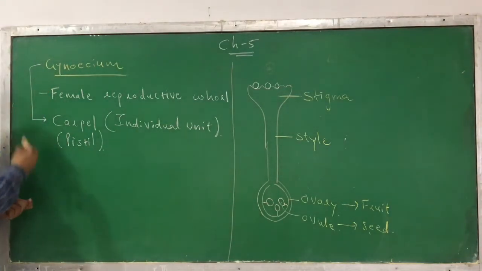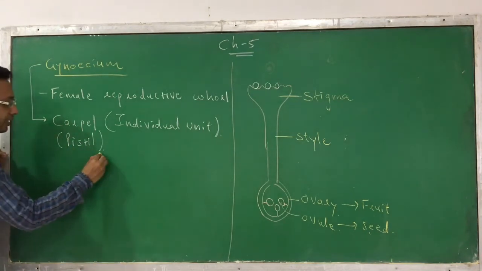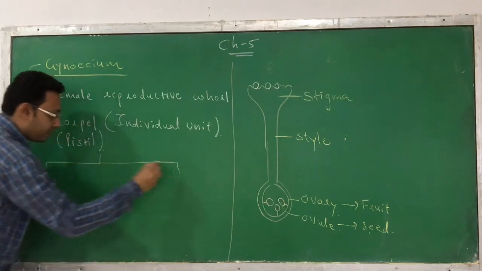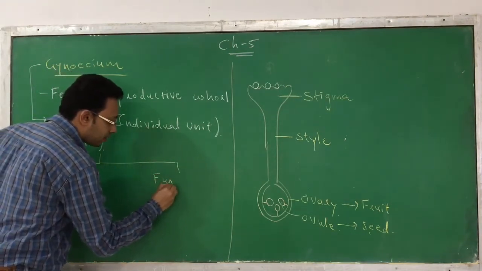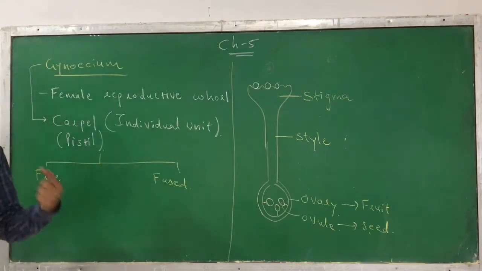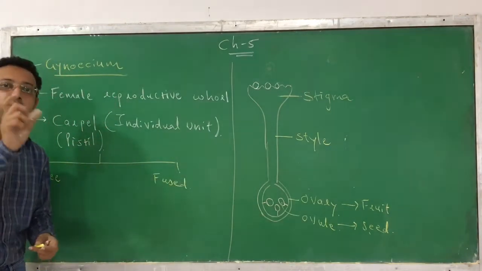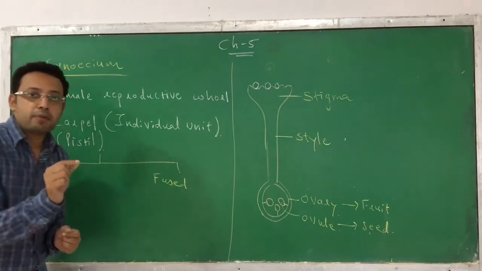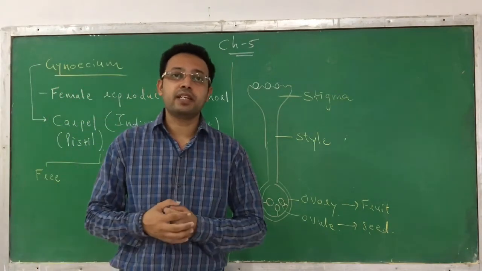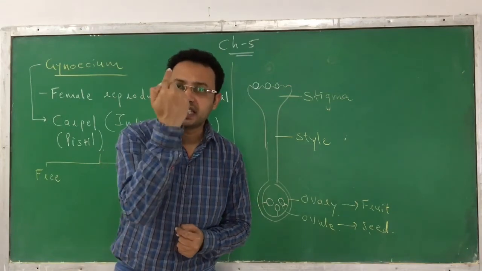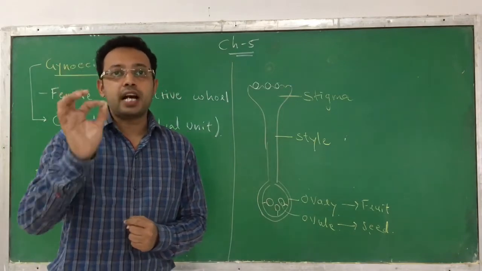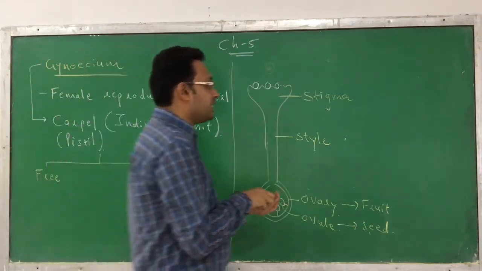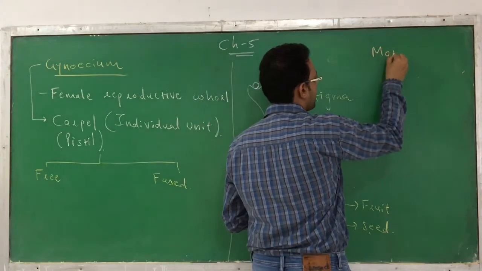Now, if you see this gynoecium, its individual unit is called carpel. This carpel can be either free or it may be fused. Clear? Before I start with free and fused, I will just say the number of carpels in a flower. The number of carpels in a flower may vary. If there is only a single carpel or single pistil, then you can say that it is a monocarpellary flower.